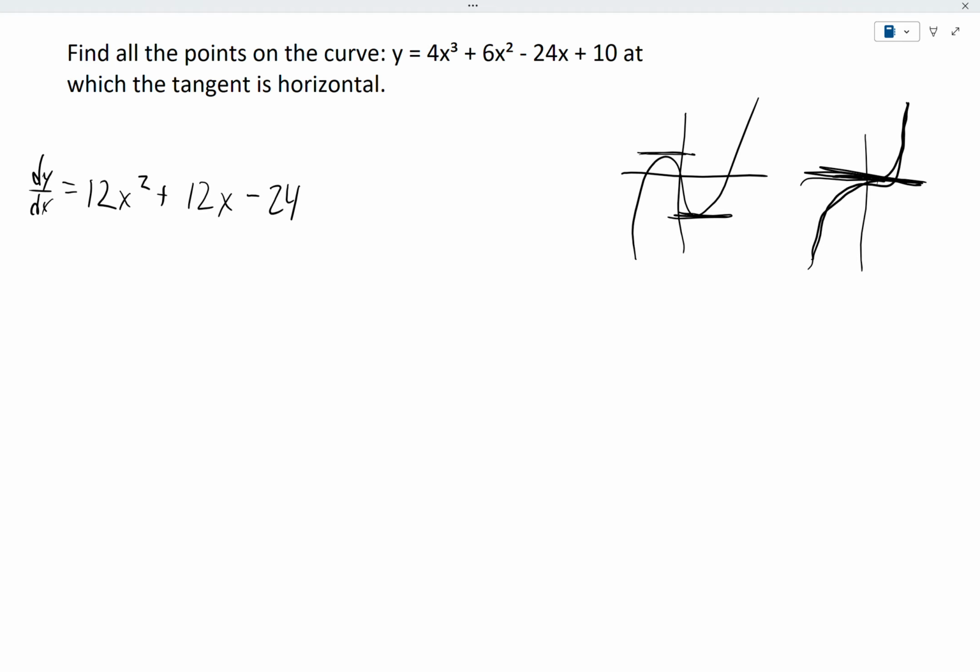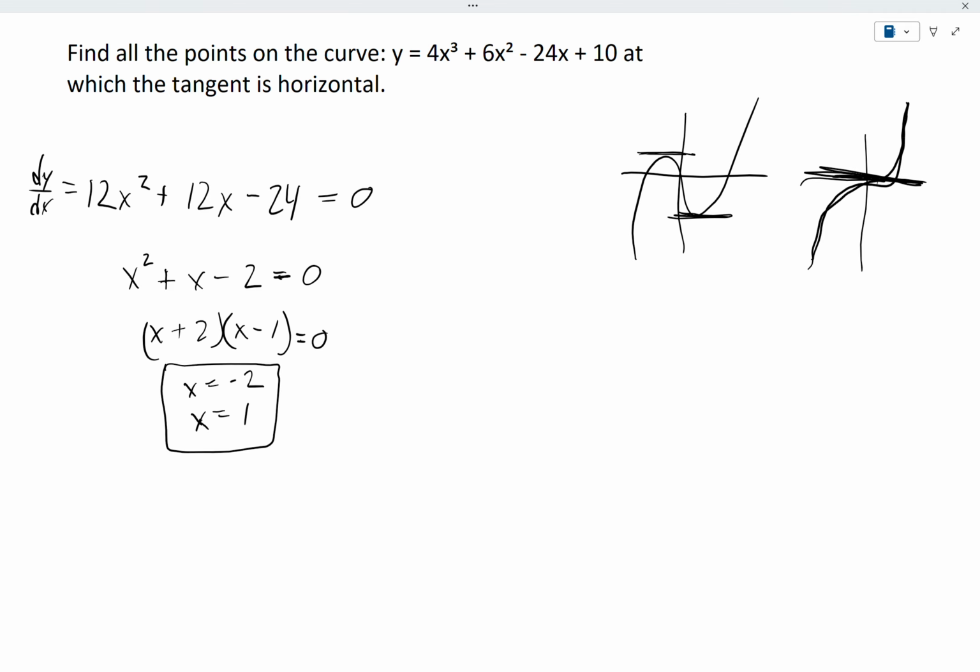So we're looking for where this derivative function is equal to 0. That means we have a 0 slope, and that's a horizontal tangent. So let's just solve this. I'm going to divide by 12 first, so we get x squared plus x minus 2. And then I'm just going to try to factor this if I can. So that's going to be x plus 2 times x minus 1 is equal to 0, which means x is equal to negative 2 or x is equal to 1. So at these 2 points, the derivative is 0. So these x values are going to be where we get horizontal tangents.